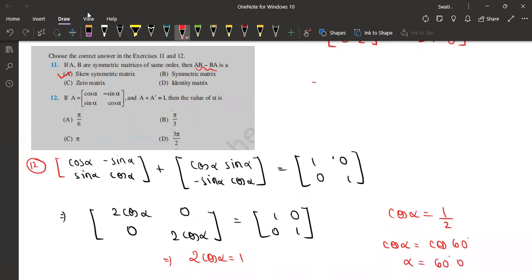If you want to write 60 degrees in terms of pi, it is simply going to be pi by 3. So therefore, the answer, because you can see the options are in terms of pi, is pi by 3. That is option B. And that is it.